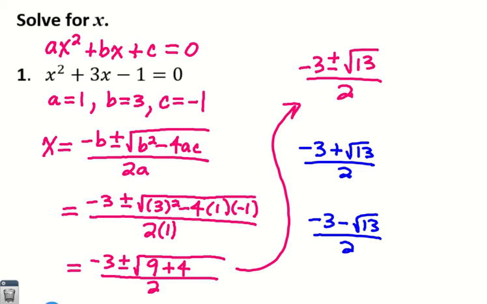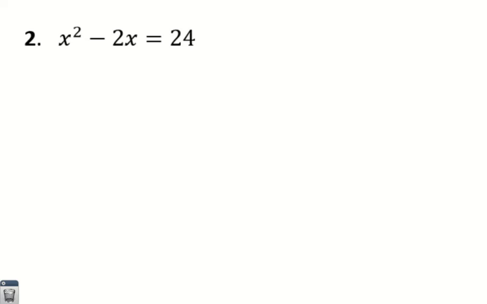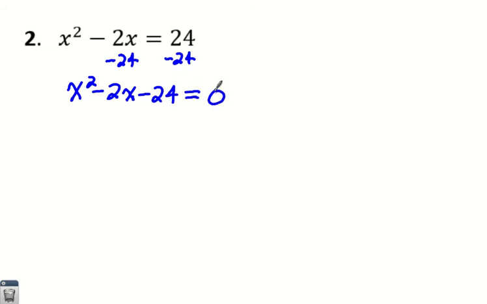Wow. I don't know how long it's been, but we're finally on number 2. So, once again, our main strategy, since we can't really get x by itself here, we're going to look to set it equal to 0, which means we need to move that term to the other side. So x squared minus 2x minus 24, and the other side would now be 0.